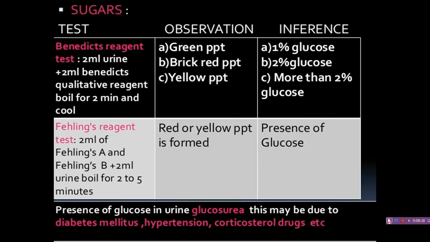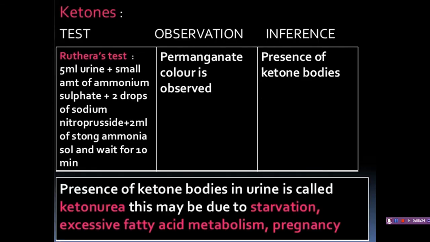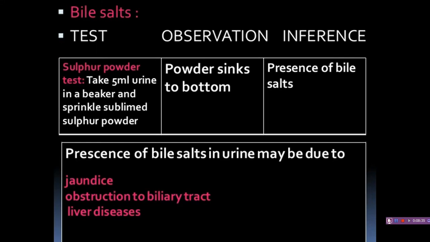Sugar test, Benedict reagent test is done. Here you also see presence of glucose in urine, plus glucosuria. This may be due to diabetes mellitus, hypertension, corticosteroid drug intake, etc. Ketone bodies, Rothera's test is done. Presence of ketone body is called ketonuria. It may be due to starvation, excessive fatty acid metabolism and pregnancy.